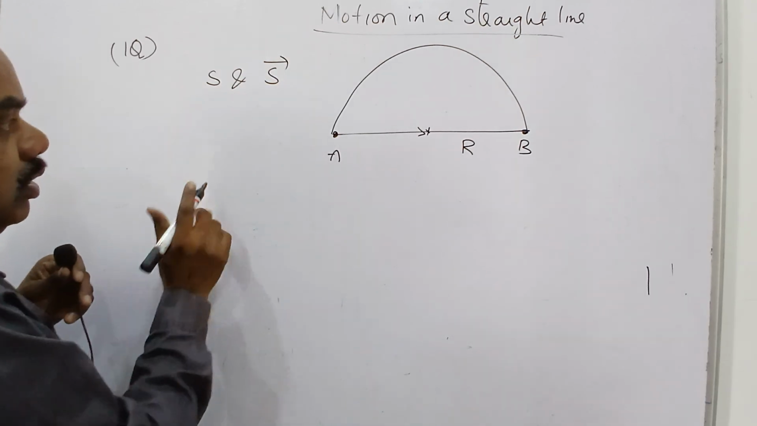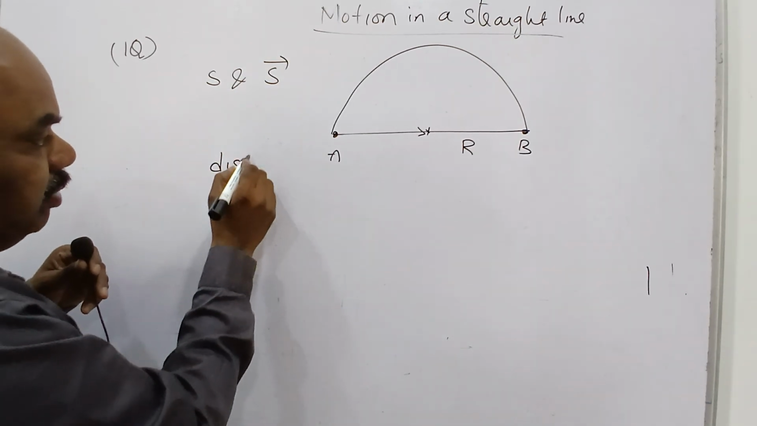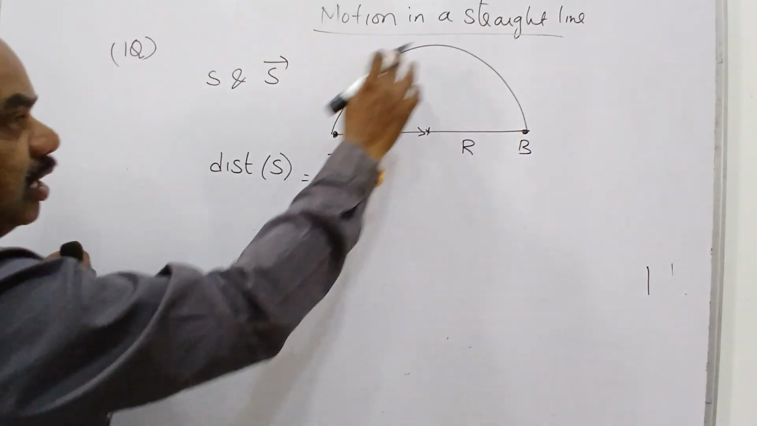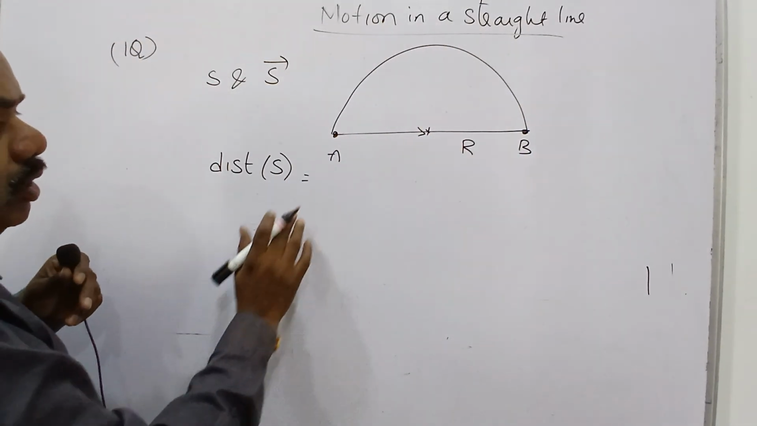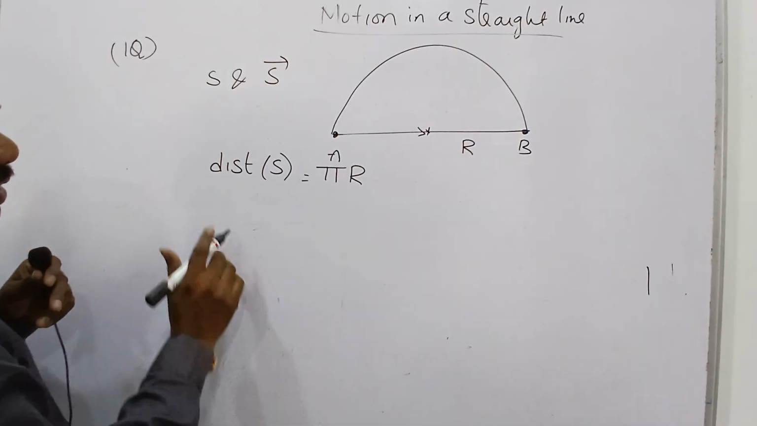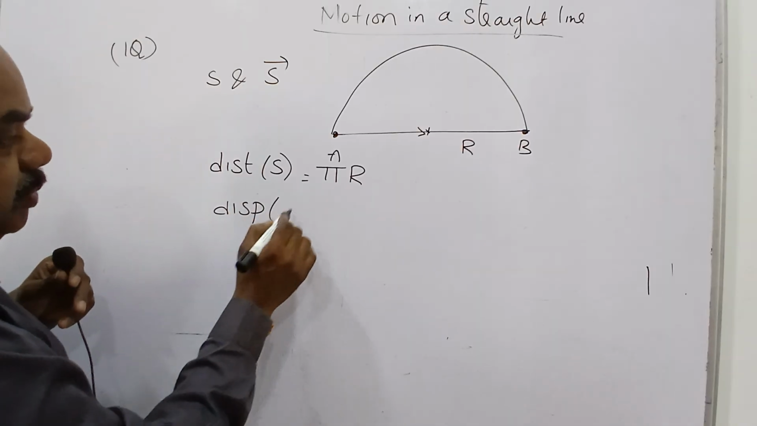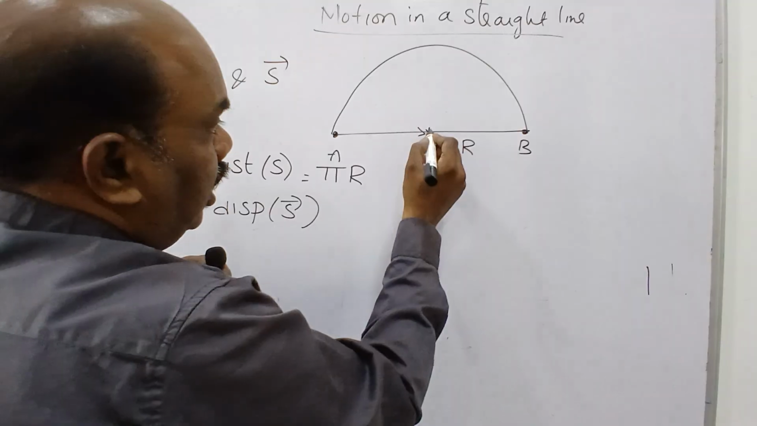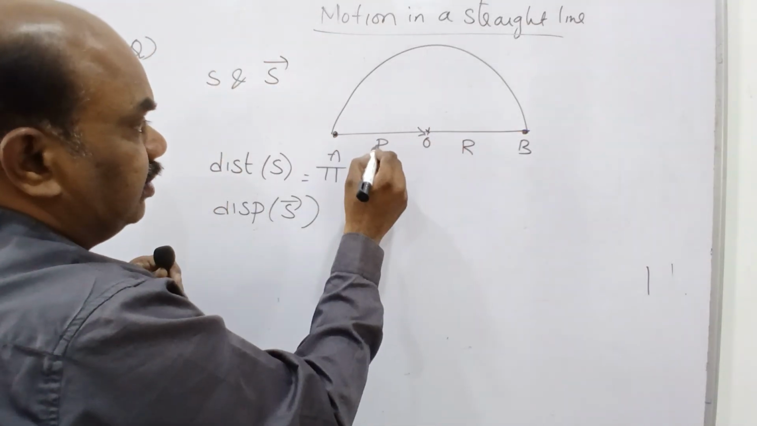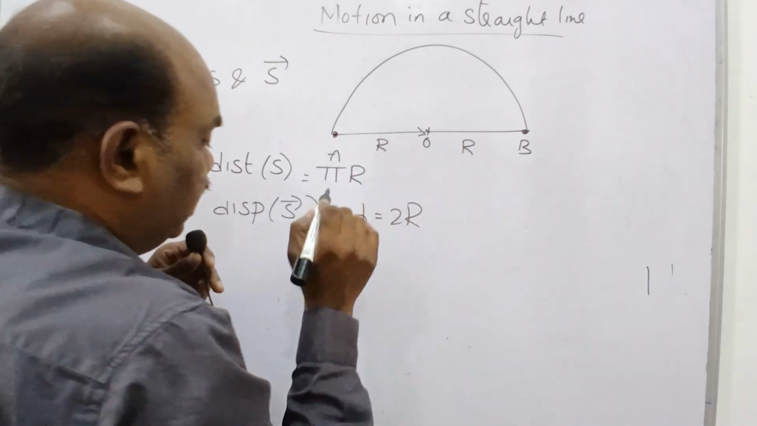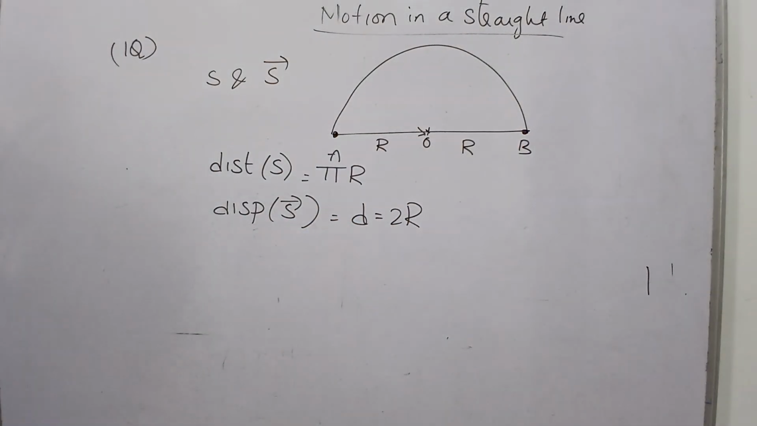What is the distance, beta? Distance is denoted by S. Distance is the total path covered by the body, which is half of the circumference of the circle. The full circumference of the circle is 2 pi r. Half means pi r. Pi r is the distance. What is displacement, beta? Displacement is the shortest path from A to B. Here to here, from origin to this point is radius r, and this side is also r. Now displacement equals the diameter, which is 2 times the radius, d is equal to 2r. This is question number 1.